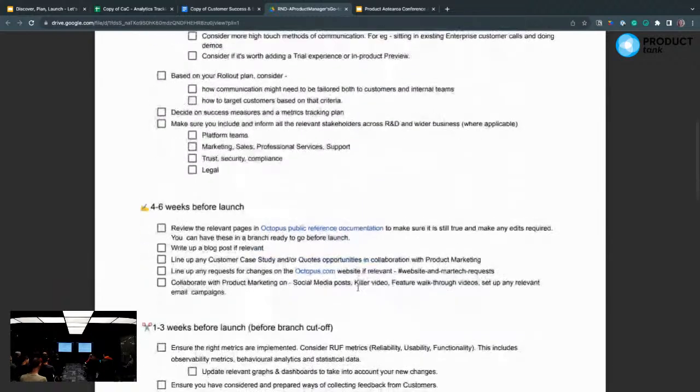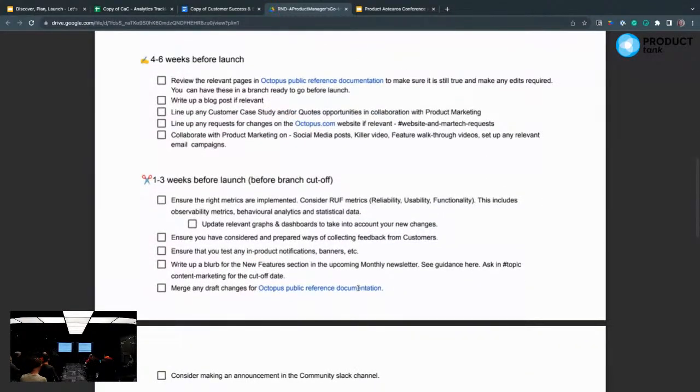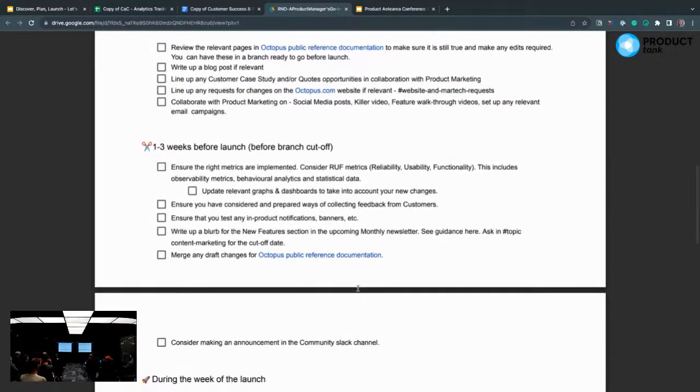And then as you tend to go closer and closer towards the launch, it gets more and more concrete around that awareness piece, where you're starting to think about exact things you need to produce. So things like help doc changes, newsletter changes, working with product marketing on social media stuff, and newsletters and blog posts and all sorts of other things, right?